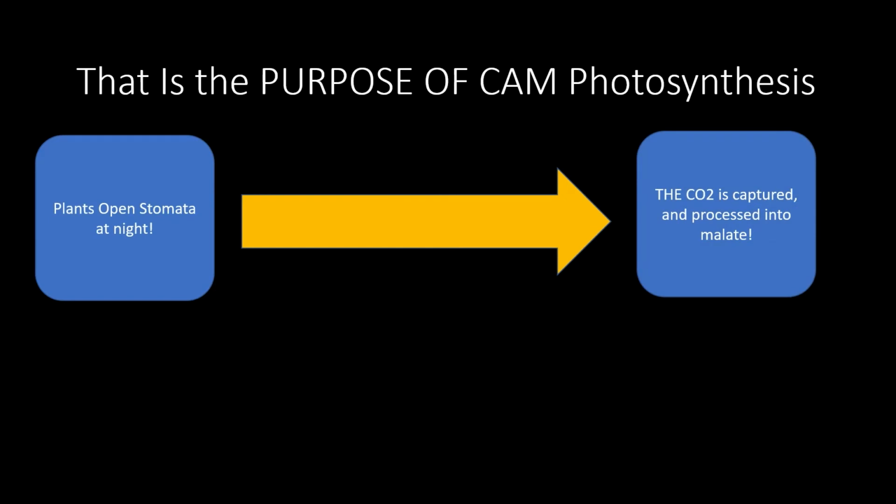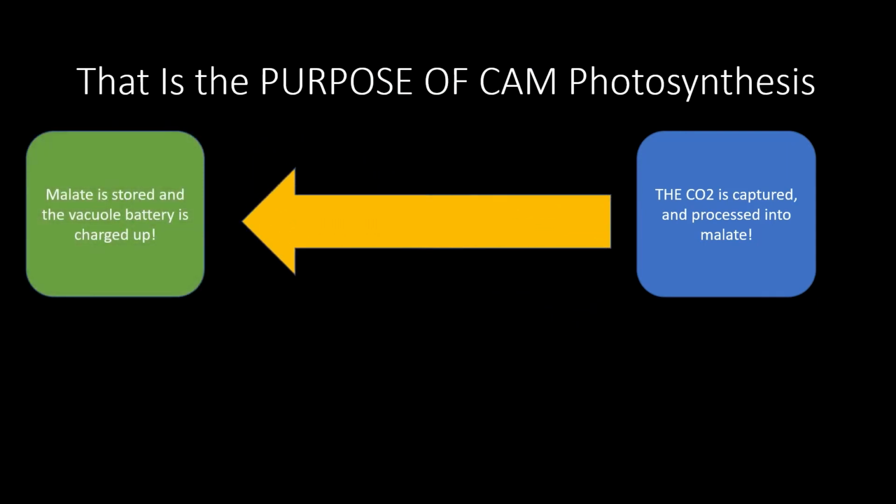So plants open stomata at night, they absorb CO2. This CO2 is captured and they process it into something called malate, which is an acid that plants can use to grab onto that CO2 and hold it. Malate is stored in the vacuoles of plant cells. And I like to think of the vacuole as a big battery of sorts, storing this malate and CO2.